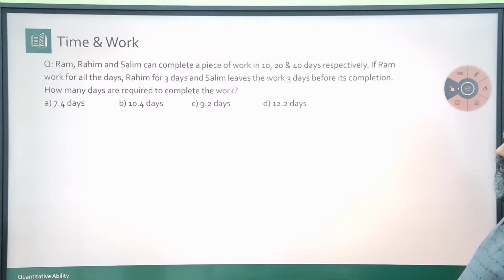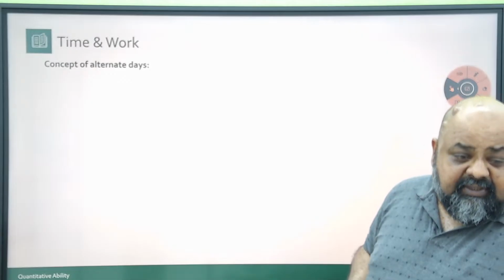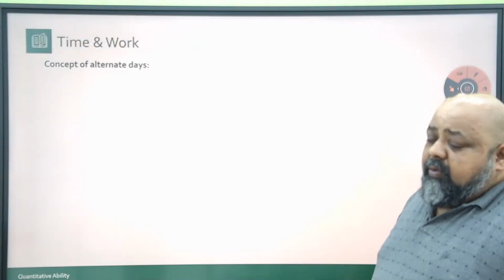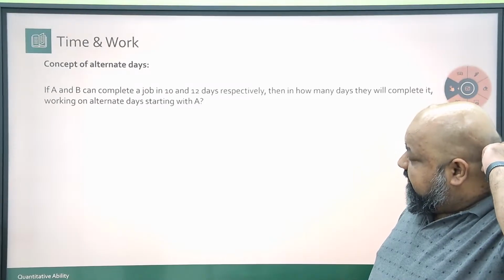So this is people working with unequal efficiency. Now comes the concept of alternate days, the second concept that we were supposed to do today. What does this question mean? It will read something like this.